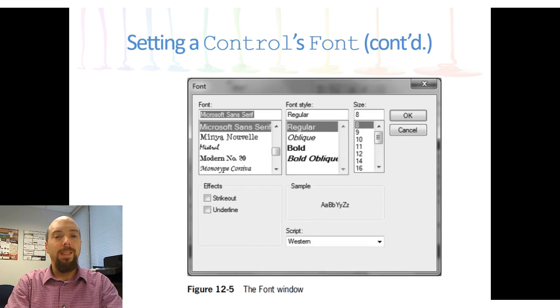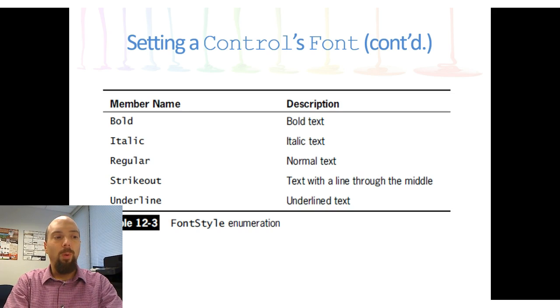So we can do things like set the font type, the style, the size, if it's struck out, underlined, all the basic features that we expect when we go into Word or any other program to be able to change the size of the font. We can use bold, italic, we have regular, strikeout, which is going to have the line all the way through it, underline is going to put a line underneath of it.